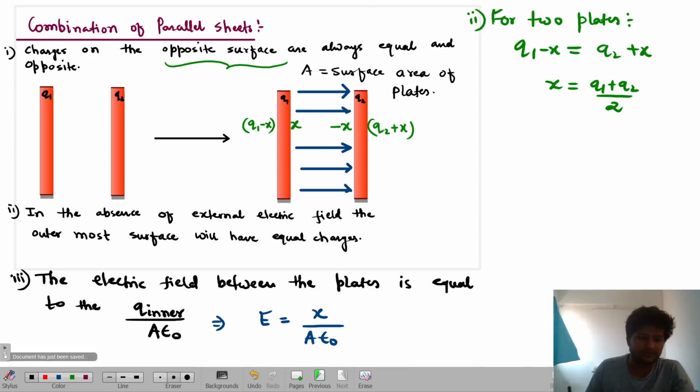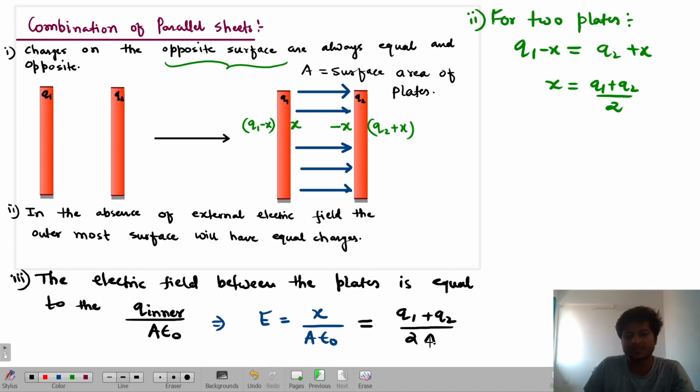So look over here. If I define for two plates, then this electric field is equal to how much? Q1 plus Q2 divided by twice A epsilon naught. That's my electric field in the plates. Are you able to get me?